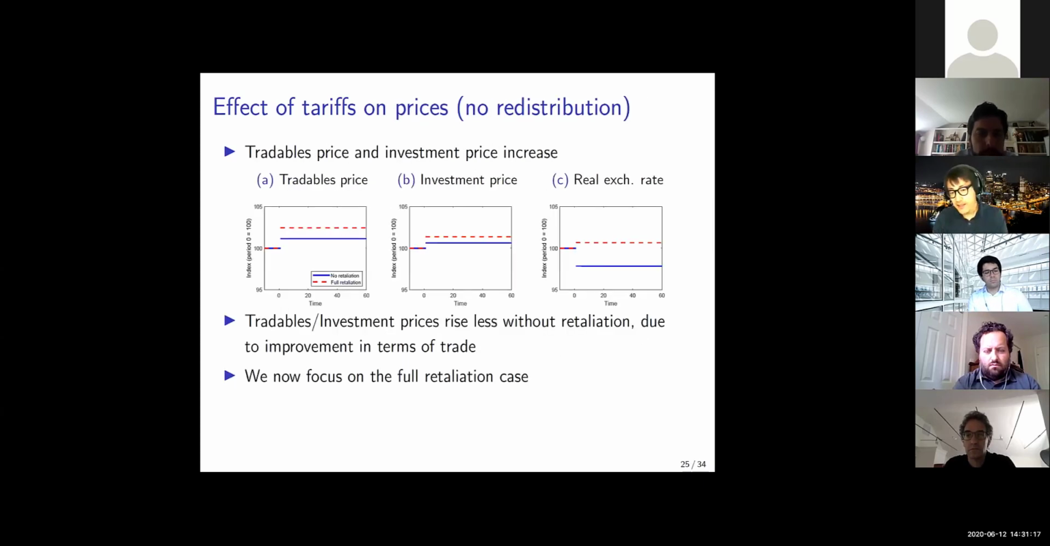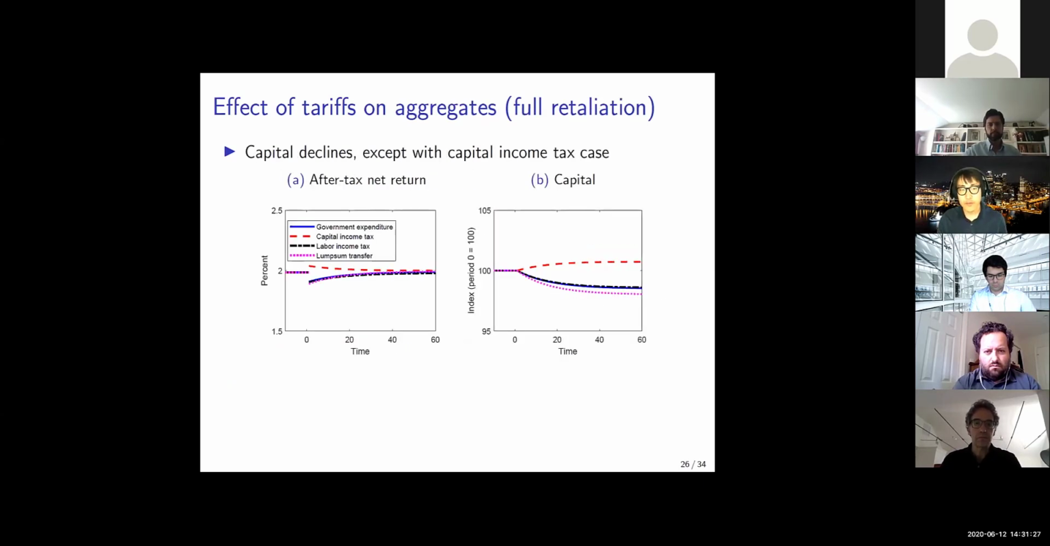Okay, because these look very similar, one is just a muted version of the other. In the paper we discuss both cases, but today we'll just focus on the case where there's full retaliation. Now, because I don't want to do all the four different cases separately, I'll just show all the graphs with the four different cases. So the blue line is the government expenditure. You raise government expenditure with your tariff revenue.